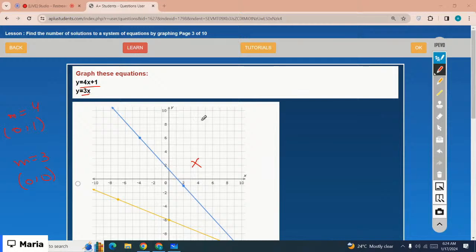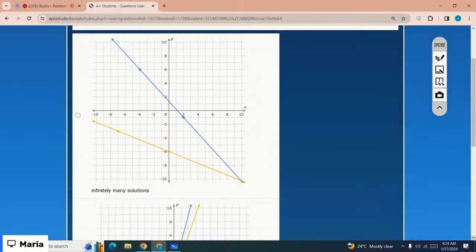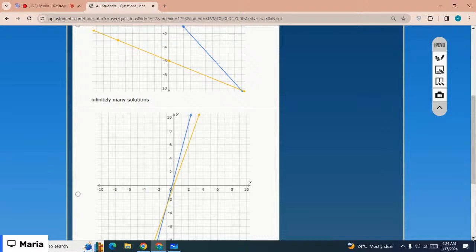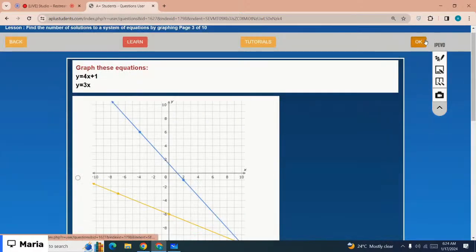Just look at the second one. This yellow line is passing through the origin, right? And they are intersecting at only one point. So that means the system has only one solution. Got it? The correct option is the system has only one solution.